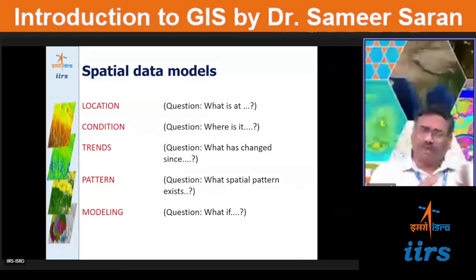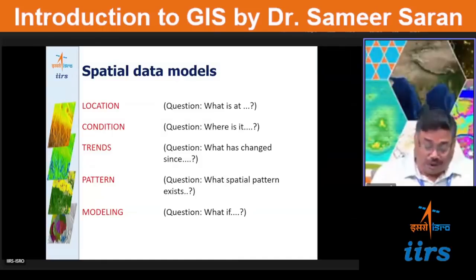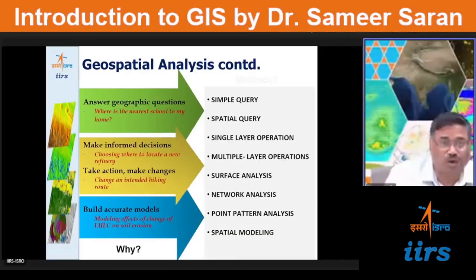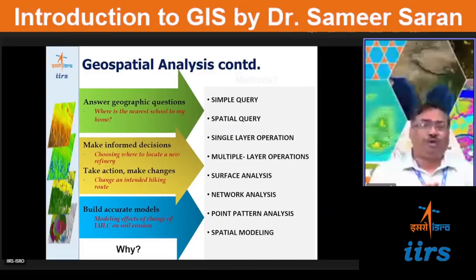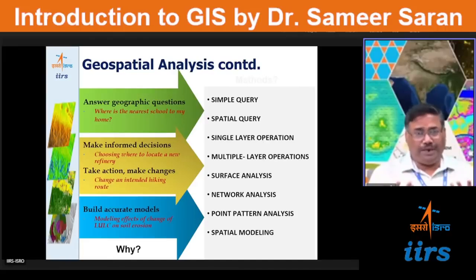So all these aspects, whatever I'm showing you at this point of time, are just very small capabilities. Rather, it has much bigger capabilities compared to what we have now. If you look at the different types of analysis one can do, like I was referring to: where is the nearest school to my home, choosing where to locate a new suitability area, what are my intended routes, and how to model effects of LULC on a site. These are some of the examples by which you can make use of your GIS-based analysis.